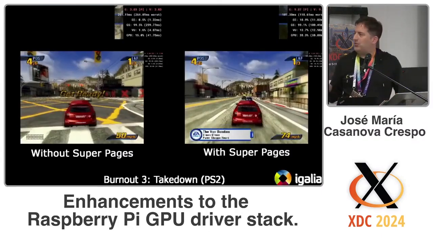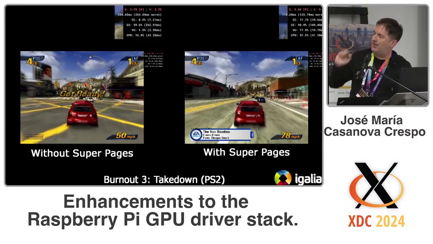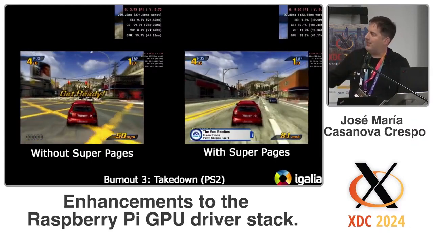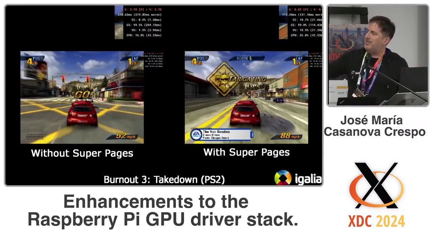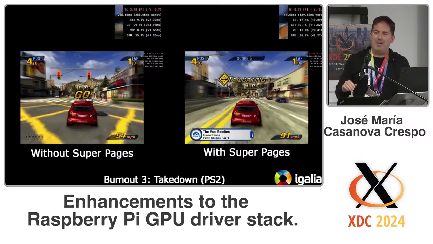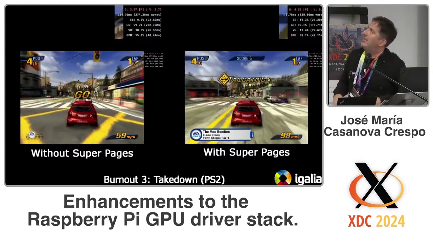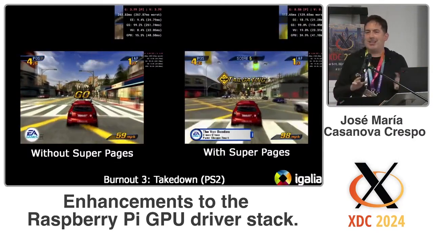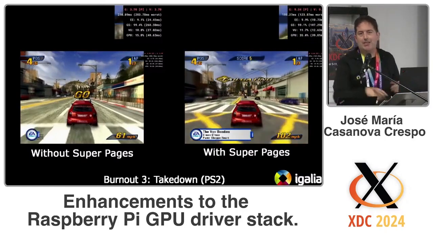So we are going to see Burnout. On the right side, you are seeing the video without super pages, and on the left side, we see it with super pages support. On the right side, it's impossible to play the game, but on the left, we are getting near the point where it could be playable. At least the frame rate is almost double from one to the other, just by enabling the support in the kernel.